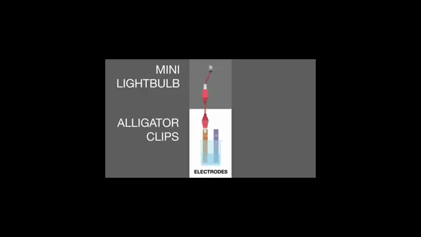Using 2 alligator clips, connect one strip to one end of the mini light bulb and another strip to the other end to complete the circuit. You will see that the light bulb lights up. Hence, the solution conducts electricity.